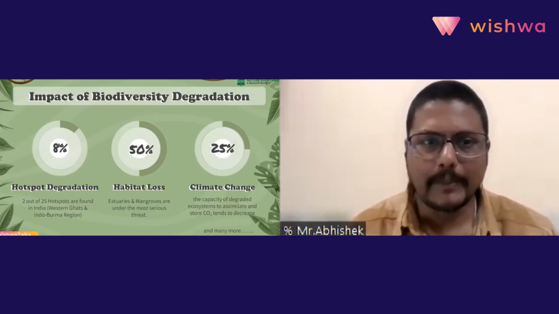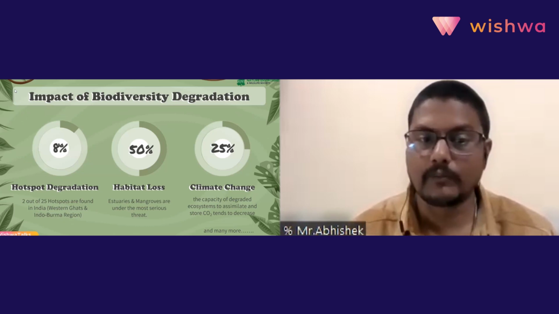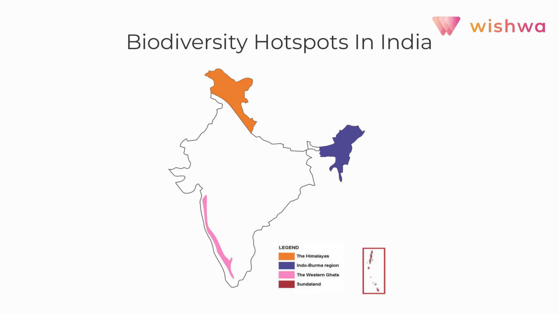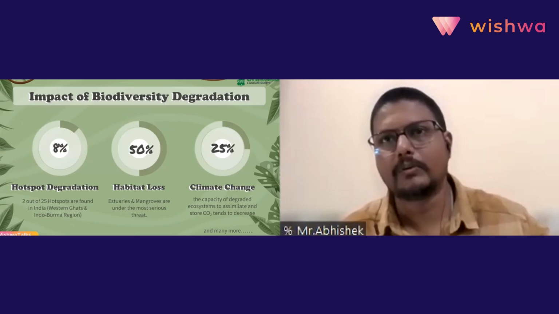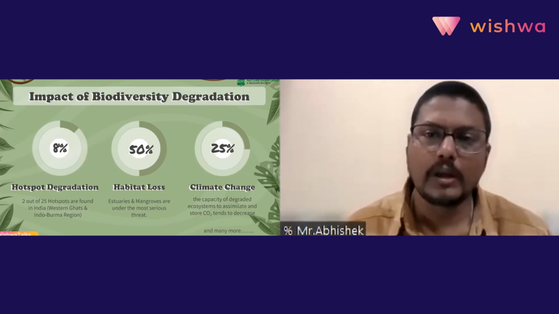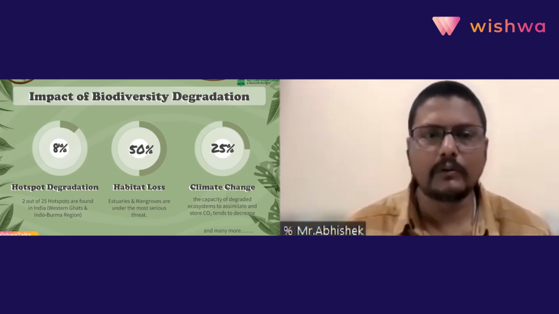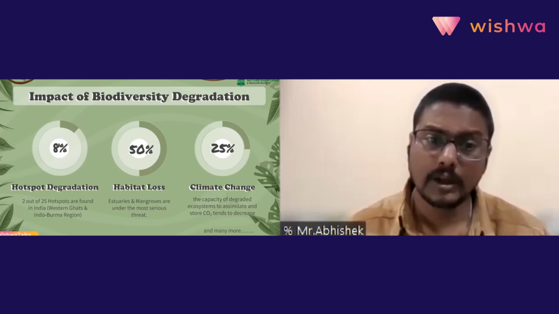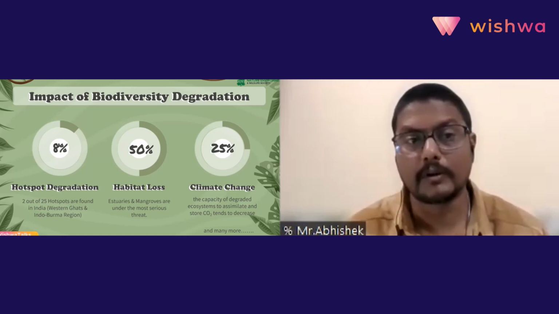So the main impact of biodiversity loss is hotspot degradation. It's very important. We have two of the major hotspots in the world, out of 25 hotspots across the globe: the Western Ghats and the Indo-Burma region, where I basically work. The Indo-Burma region runs from Burma to, I would say, the whole Tarai area, which is now impacted very badly due to some government policies. There have been some changes in the Forest Act, and yes, degradation of forest has been a major impact there. The second thing is habitat loss.